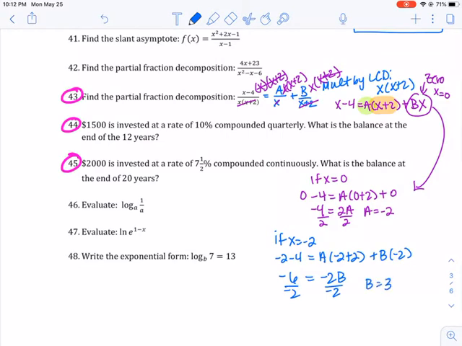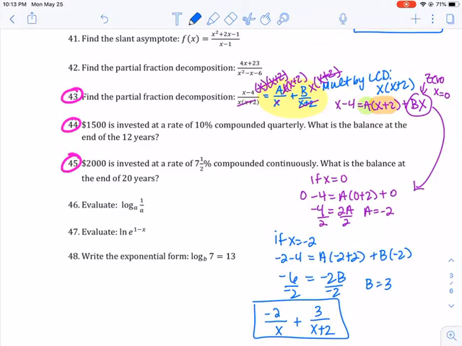B is 3. Okay, so once you have a and b, now we just go ahead and substitute back in. So I substitute back in to this original a over x plus b over x plus 2. So my a was negative 2. So you're going to have negative 2 over x plus b was 3, 3 over x plus 2. So that would be the two fractions that add up to make that initial one that you started with.